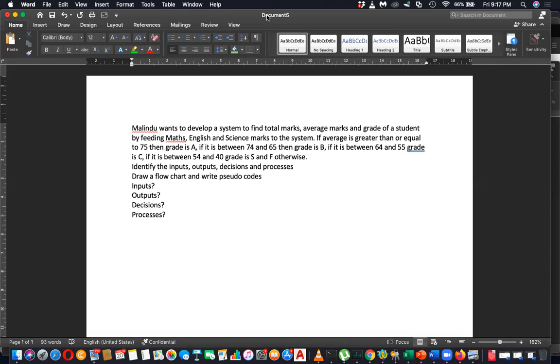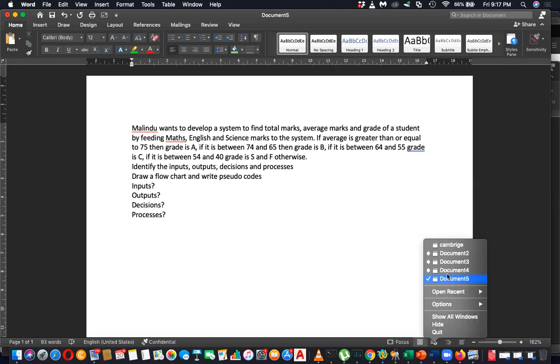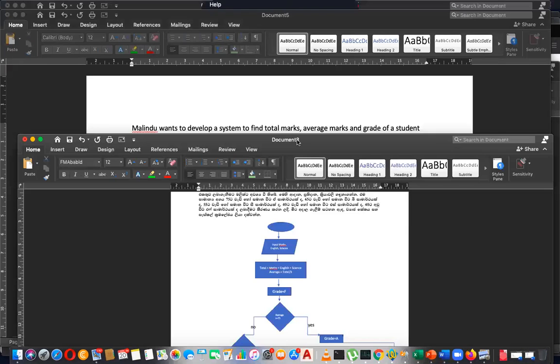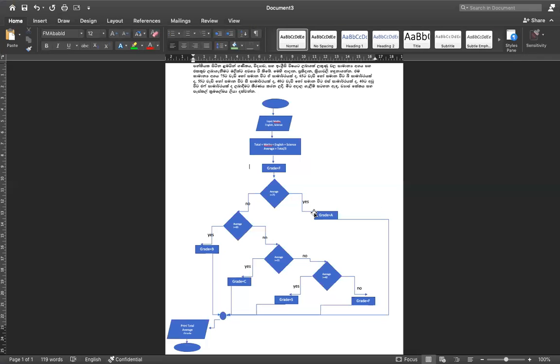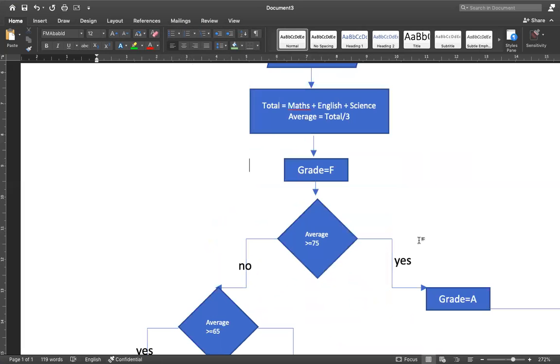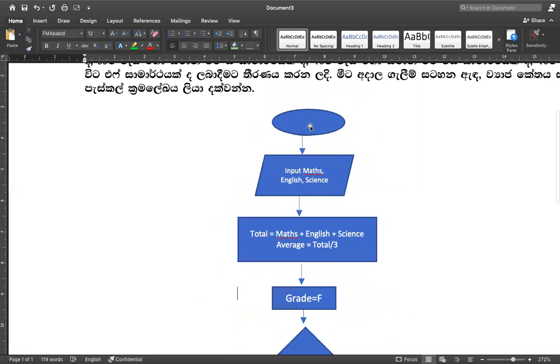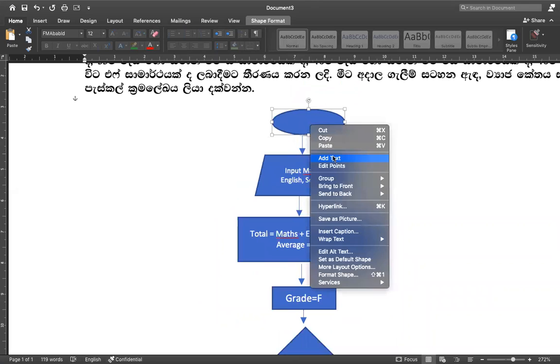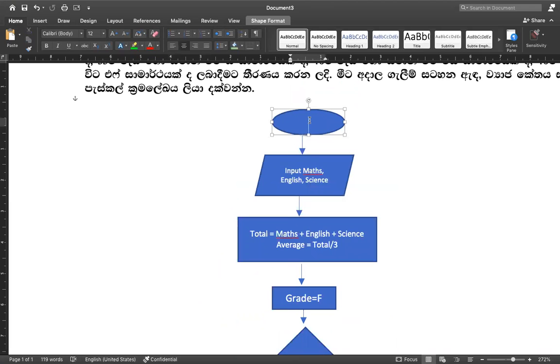So then it's very easy. Why I'm saying it's very easy is that it has only decisions. The only thing is that it is quite large, but other than that, it is easy. Okay, let's go for this one. Let's see how I have started drawing this. I can start with an ellipse or rounded rectangle. Start is an ellipse or rounded rectangle.